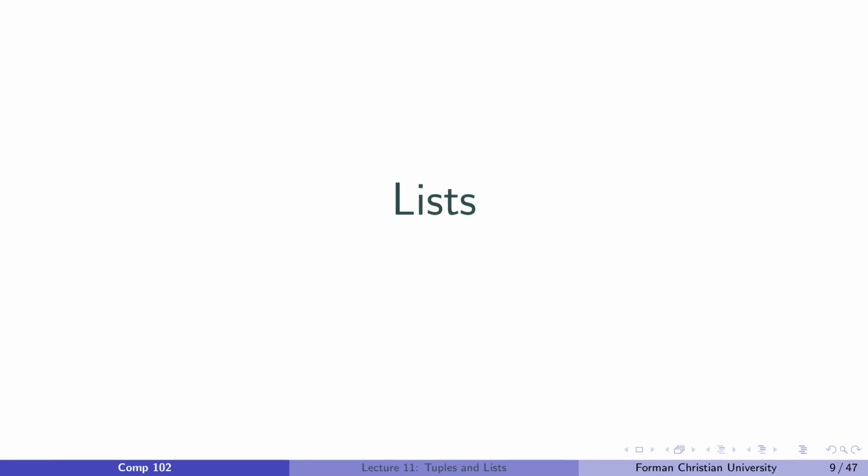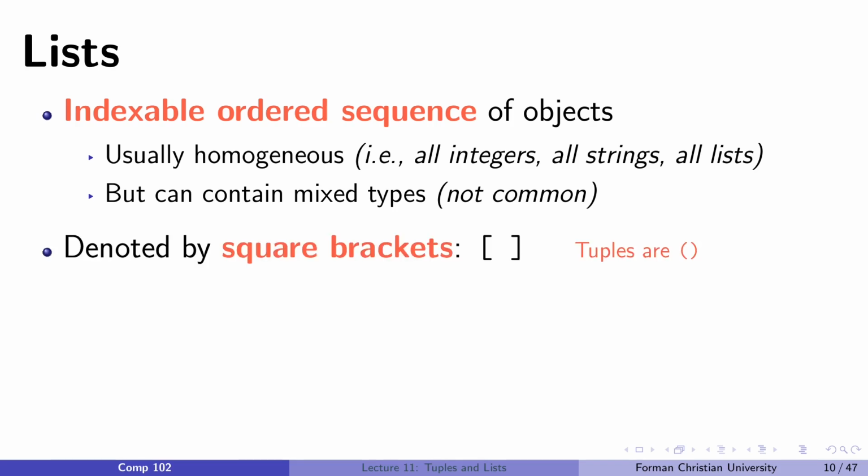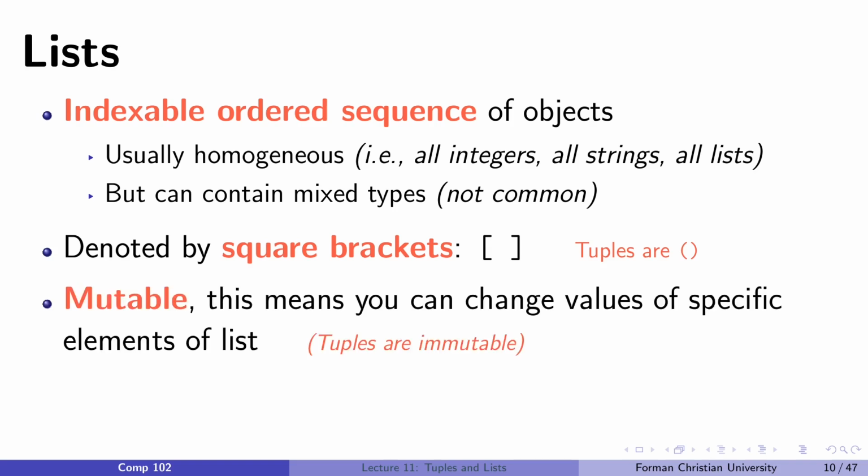Okay, let's talk about lists. What are lists? Essentially, lists are also indexable ordered sequences, just like tuples. Usually, lists are homogeneous. It means that ideally you should put all integers or all strings, but Python does not enforce that. You can mix types if you want. The key difference from tuples: first, lists use square brackets, tuples use parentheses. And the other important distinction, and this is the big one actually, is that lists are mutable. You can change individual elements after you create the list.